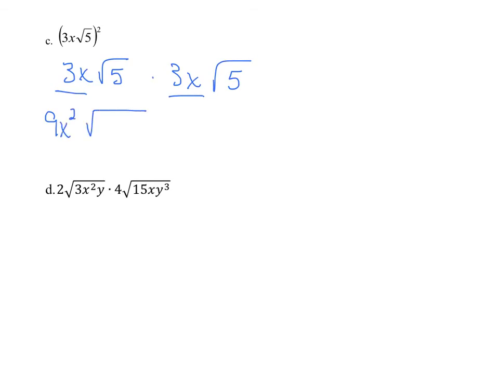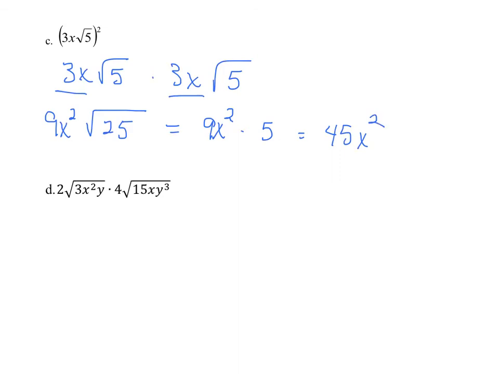Square root of 5 times square root of 5. Multiply your numbers underneath the radicals. So it's 9x squared times, what's the square root of 25? 5. So this will be 45x squared. No radicals involved. They're all out.